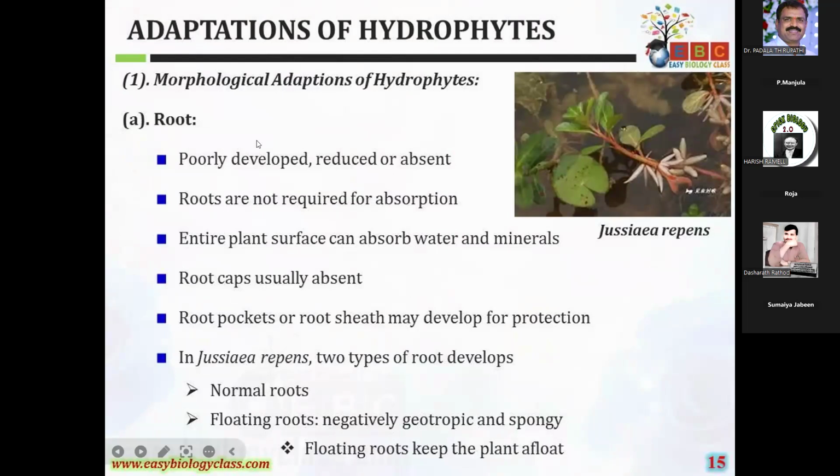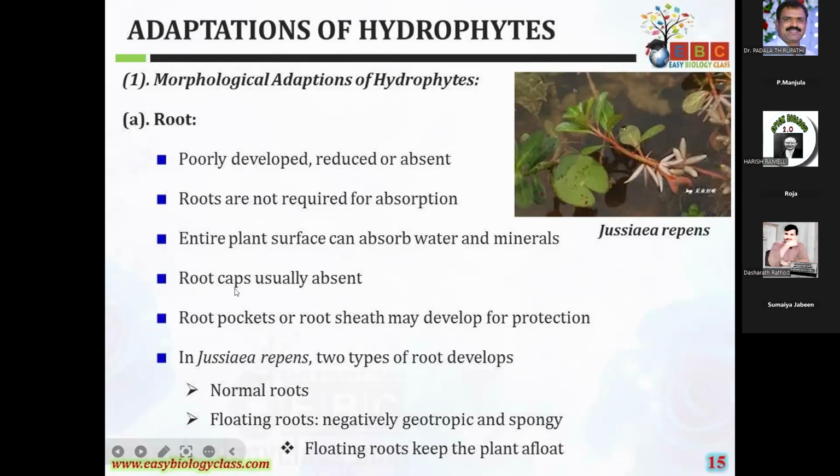So first, root. Generally in hydrophytes, a poorly developed or reduced root system is seen. Sometimes the root system may be absent, or it may be reduced, or it may be poorly developed. Roots are not required for absorption. Generally the main function of roots is attachment and absorption of water. Because hydrophytes generally grow in water, there is no requirement for absorption. The entire plant surface can absorb water and minerals.